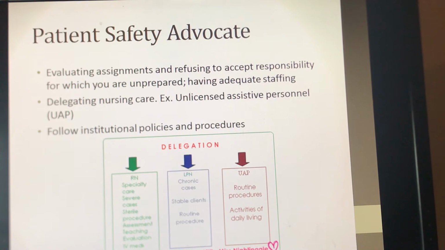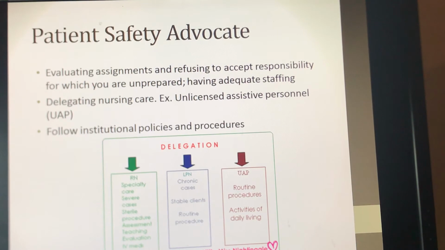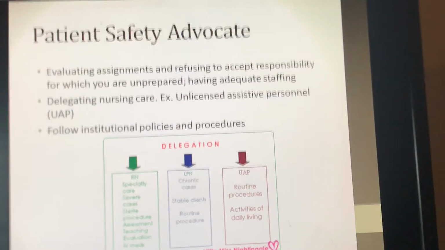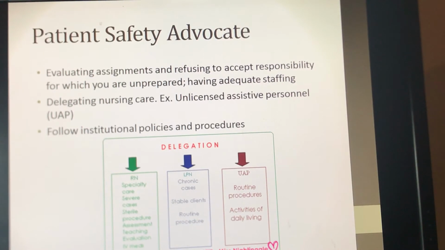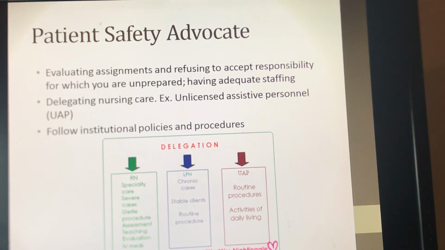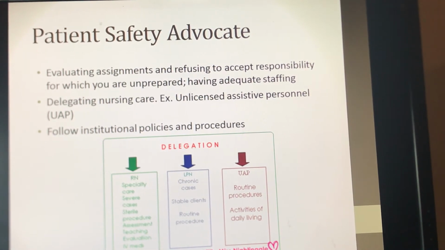Being that patient safety advocate is extremely important, even if we're not at that bedside. You want to look at the assignment that you are given. Refuse to accept responsibility for which you are unprepared, or where there isn't adequate staffing. Those are the kinds of things that you will encounter, and things that you have to look at. Because once you accept that assignment and you are unprepared, then you are responsible for the patient there.